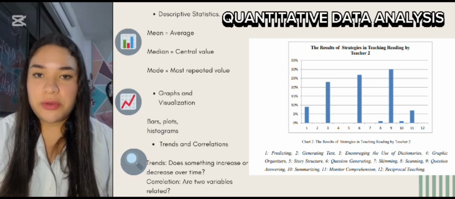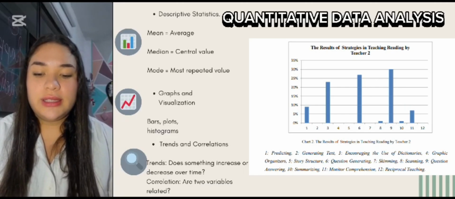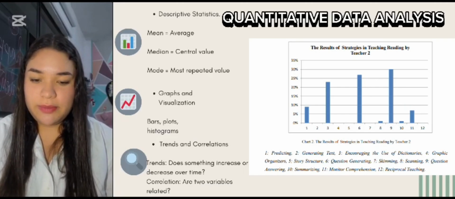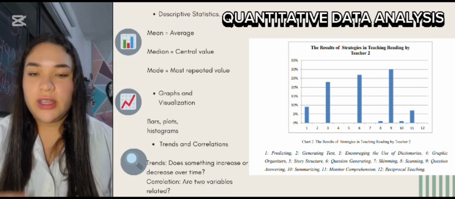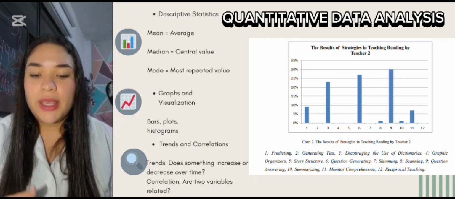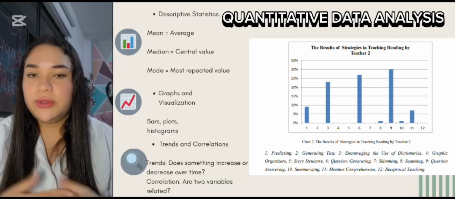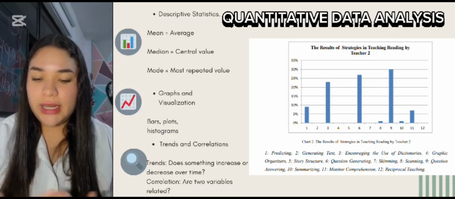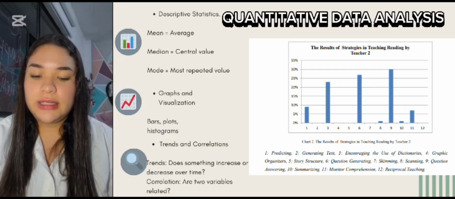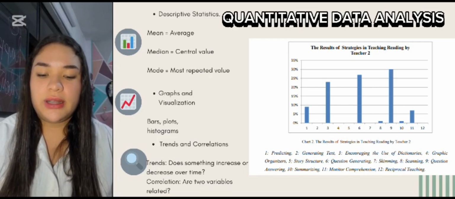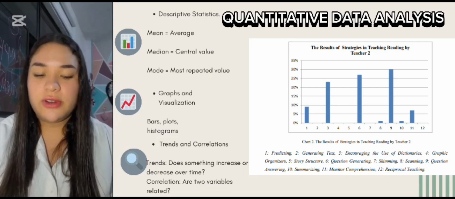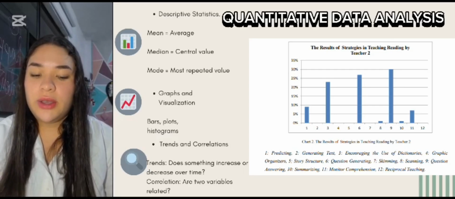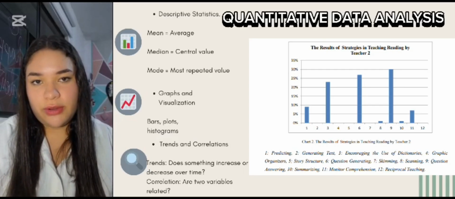With trends and correlations, we can detect patterns and relationships. With trends, we see if something increases or decreases over time, and with correlation, if two variables are related. This analysis helps to compare numerical results and make decisions, for example, to evaluate whether a teaching method is more effective.